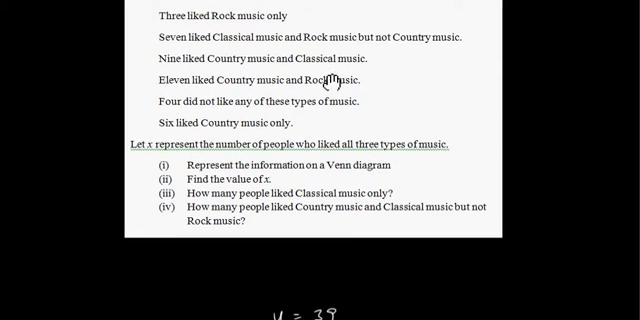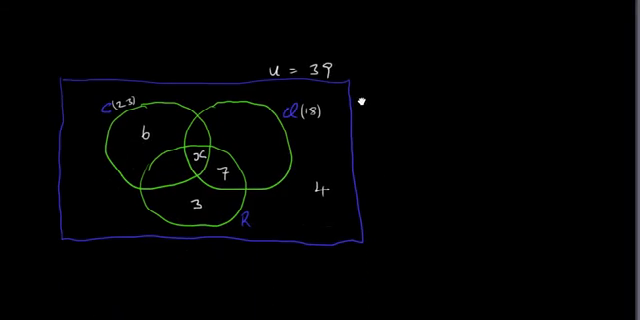9 liked country music and classical music. That's here. So these 2 sections here represent 9 people. We have this bit filled out, so that means this bit here must be these 9 people minus this bit here, which is X. So this section here is 9 minus X.